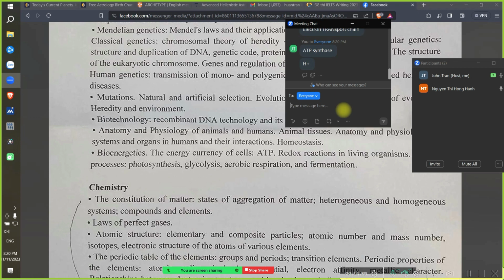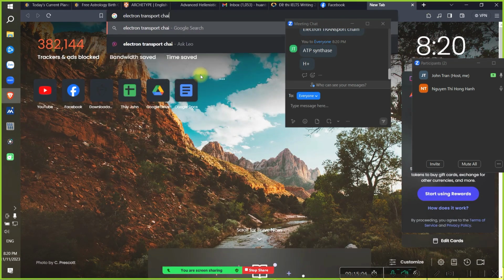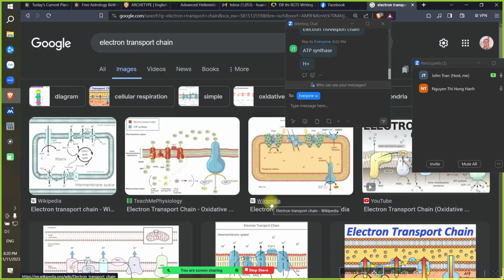Okay, for example, I can show you the electron transport chain. You can see so many complicated pictures. So the citric acid cycle happens in the matrix of the mitochondria, right? The citric acid cycle is the same as the Krebs cycle, just a different name. It happens in the matrix of the mitochondria.